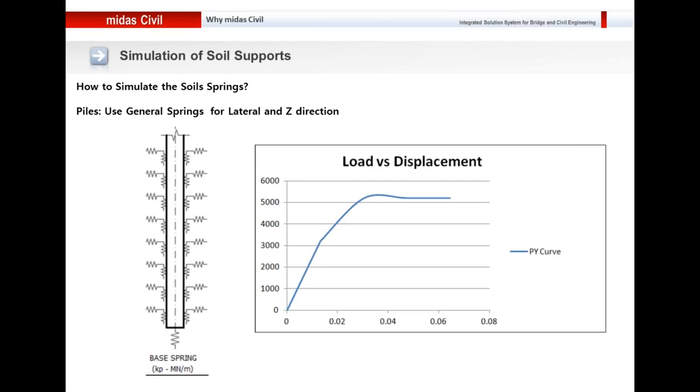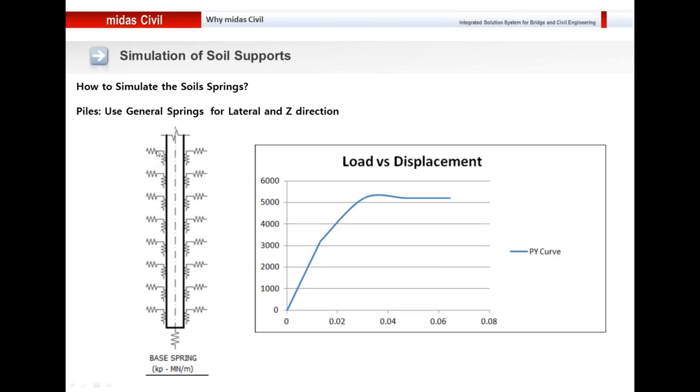Now let's see how we can simulate the soil springs for the piles. When we design the piles, the load bearing piles could be either skin friction piles, or they can also be end bearing piles. Now to model the end bearing pile, it's very simple. You can apply the base spring here and then you can perform the analysis. But when we define a skin friction pile, then it becomes important that we apply the springs at all the locations throughout the length of the pile, so that we can study how the axial force is being taken at several intervals of the pile.